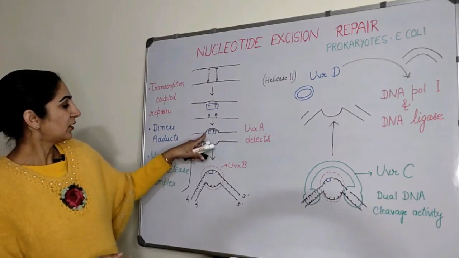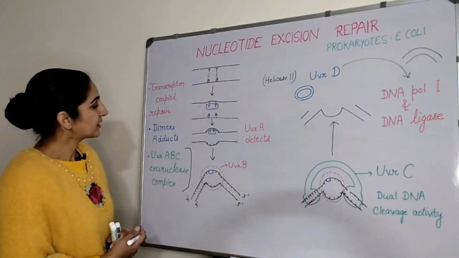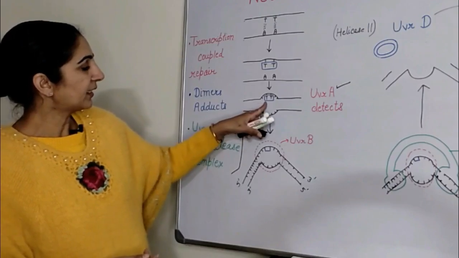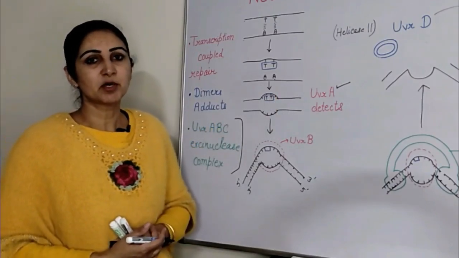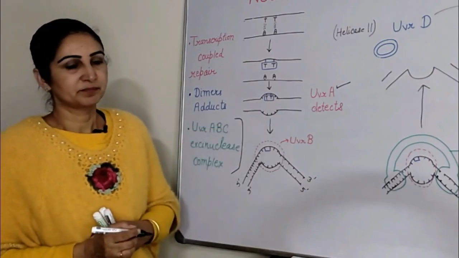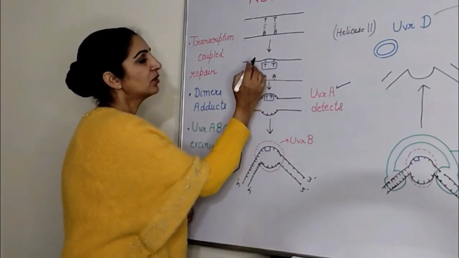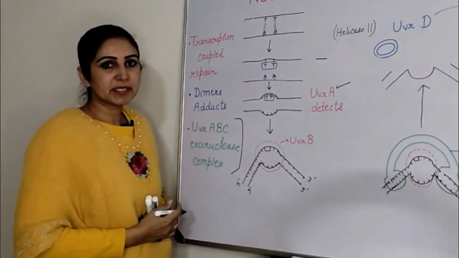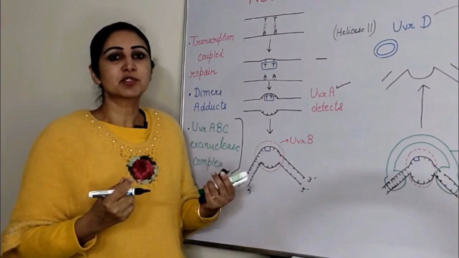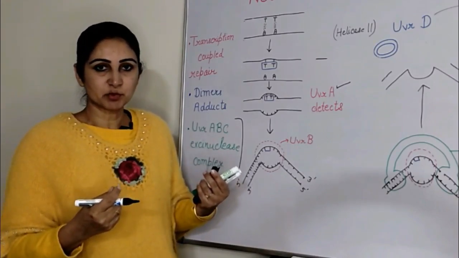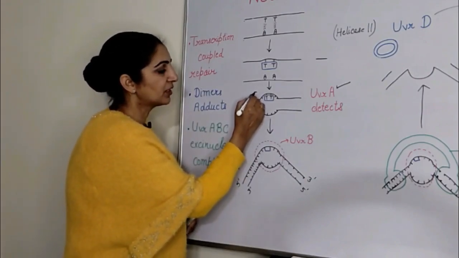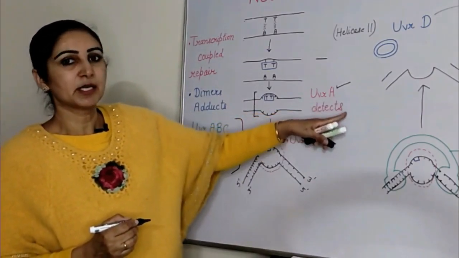So first of all, this defect has to be detected. It's done with the help of UVRA protein. This protein UVRA detects that there is some kind of defect in the DNA molecule, because when the dimer is formed, this portion gets distorted. See, here a dimer is being formed. So now the DNA chain's configuration changes and this portion gets distorted like this. When this dimer is formed, the hydrogen bonds of the adjacent nitrogenous bases also get broken because of the formation of this dimer and the change in configuration.